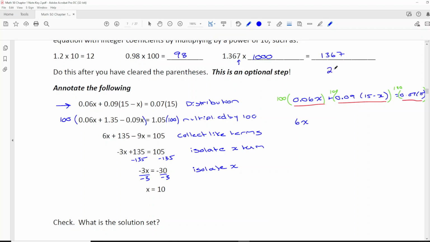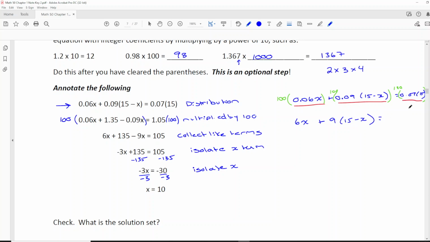This one, people are like, well, what do I multiply together? Well, my question to you is, if you have 2 times 3 times 4, if you do 2 times 3, you get 6. You take that answer, you times it by 4. So you're allowed to do 100 times 0.09, which is 9. And then you can multiply that by 15 minus x. You don't multiply both of them by 100, right? You wouldn't do 2 times 3 and 2 times 4 and then multiply the answer together.